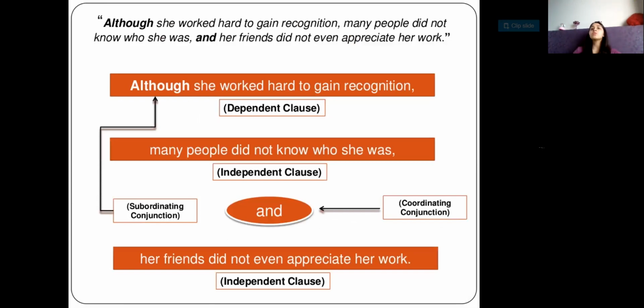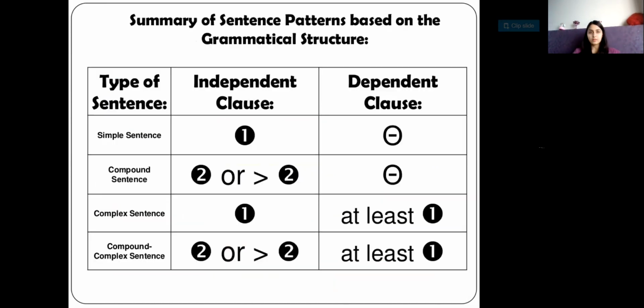All right. Although she worked hard to gain recognition, many people did not know her and her friends also did not appreciate her. What is the dependent one? She worked hard to gain recognition is dependent. People did not know her, independent. A subordinating conjunction is on the top, and and is the coordinating conjunction. Her friends did not appreciate her is again an independent clause. All right, all together, this gives you a compound complex sentence.